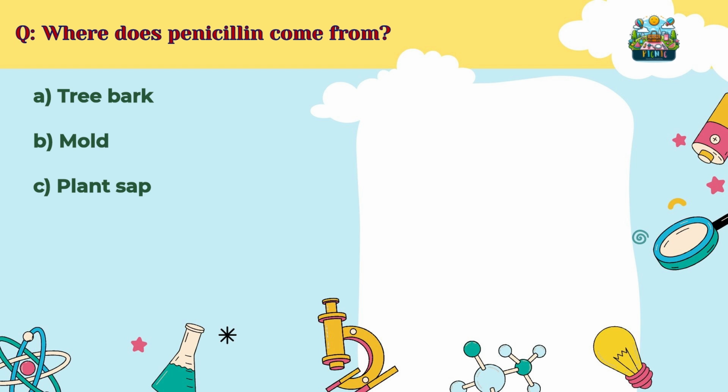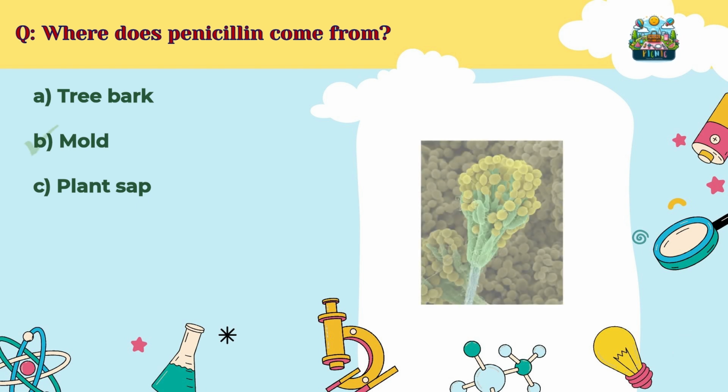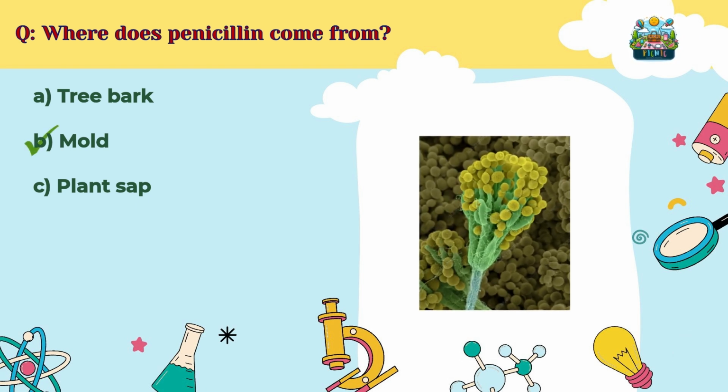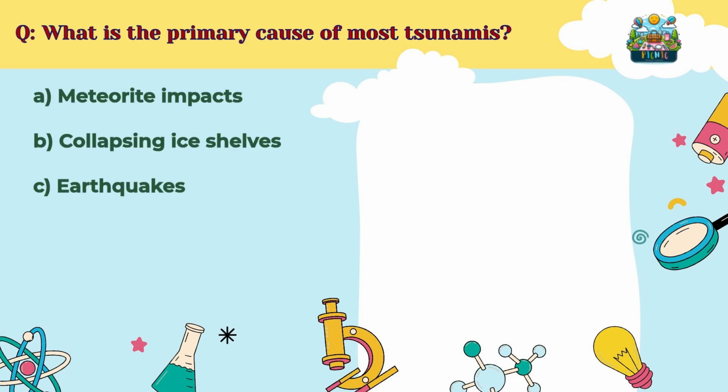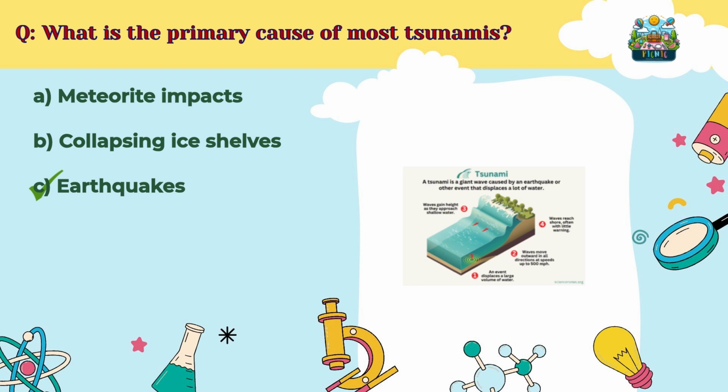Where does penicillin come from? The answer is that penicillin comes from mold. What is the primary cause of most tsunamis? The primary cause of tsunamis is earthquakes.